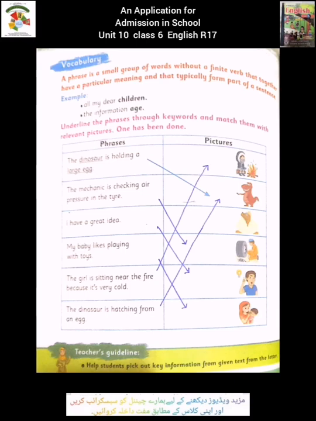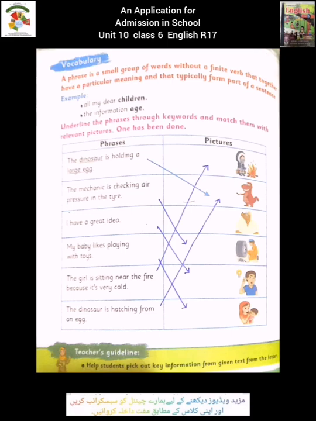For example, all my dear children, the information age. Now you can see here, we know that the words are correct but the sentence is incomplete. It is a part of a sentence, but it is not a sentence as a whole. Okay, so underline the phrases through the keywords and match them with the relevant pictures.